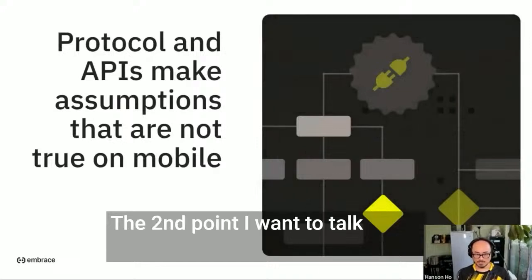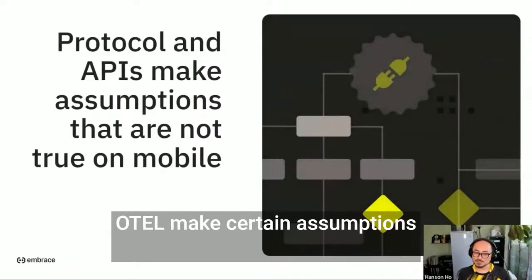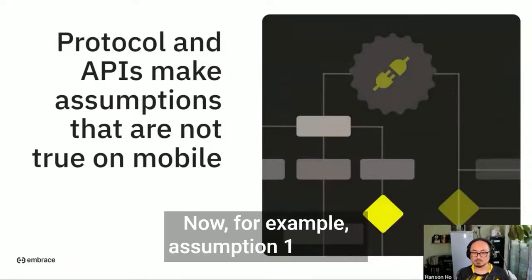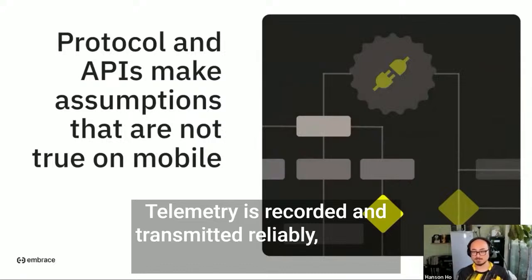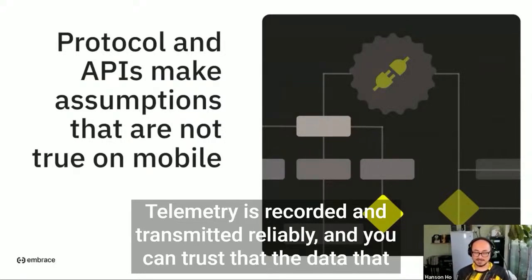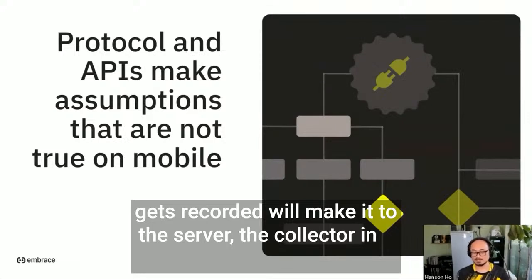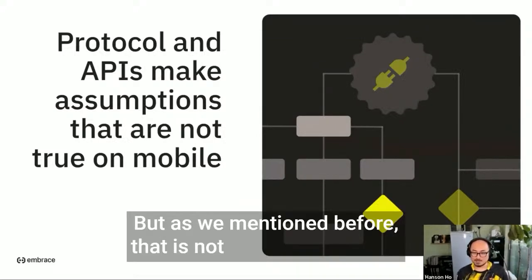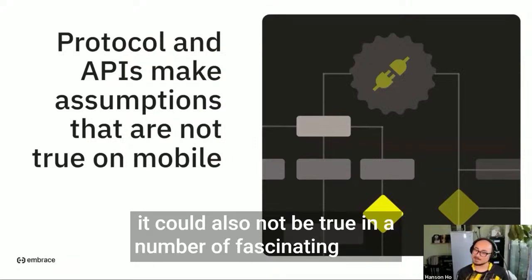The second point I want to talk about is that the protocols and APIs of OTel make certain assumptions that are just not true on mobile. For example, assumption one is that telemetry is recorded and transmitted reliably. And you could trust that data that gets recorded will make it to the server, the collector, in a reasonable amount of time. But as we mentioned before, that is not true in mobile. And it could also not be true in a number of fascinating ways.